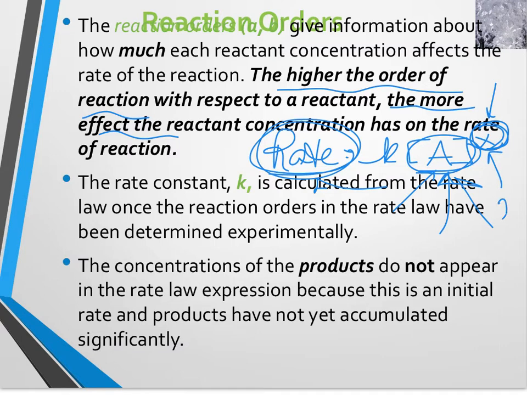So if X is 2, if it has an order of 2, that means that every time we double the concentration of A, we're going to quadruple the rate. Conversely, if this exponent X is 0, if it's zero order, that means it doesn't matter what we do to change the concentration of A, it's not going to change the rate of the reaction. So this is really what you need to take from this: the higher the order of reaction, the more effect the concentration has on the rate of the reaction.